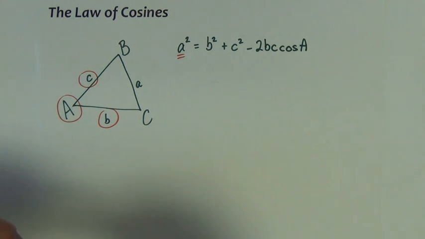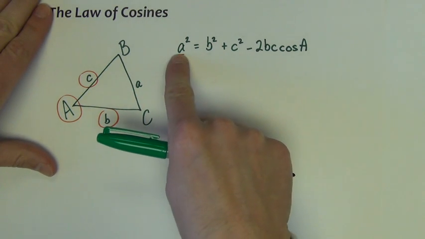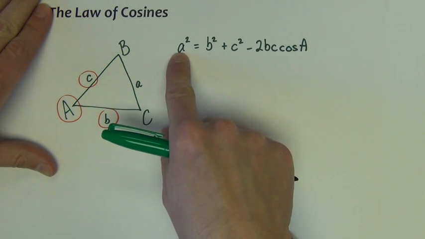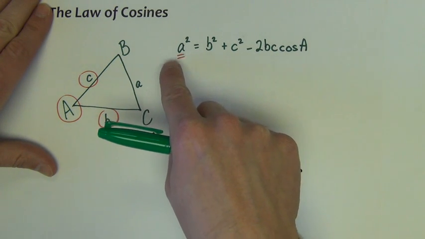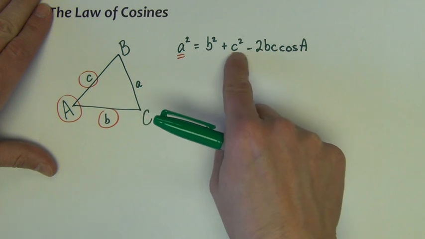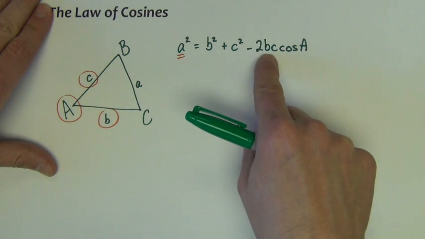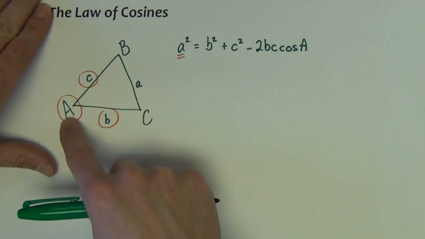Essentially, you can rewrite this formula three different ways. You could write it for b squared, you could write it here for c squared, but essentially it always works out the same. Any side squared is equal to the sum of the squares of the other two sides, minus twice the other two sides times the cosine of the angle between those two sides.